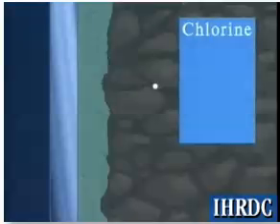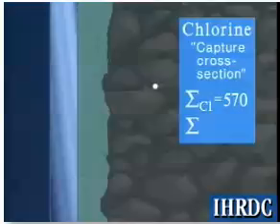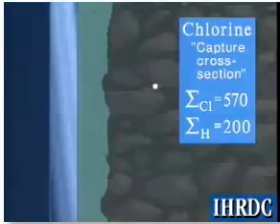Of the elements prevalent in the reservoir, chlorine atoms are particularly good at capturing thermal neutrons. The measure of an element's neutron capturing ability is termed its capture cross-section, or sigma. Chlorine's sigma is 570 capture units to hydrogen's 200. Because the capture unit is based on a per gram of atoms basis, chlorine is actually 100 times more effective than hydrogen at capturing neutrons.